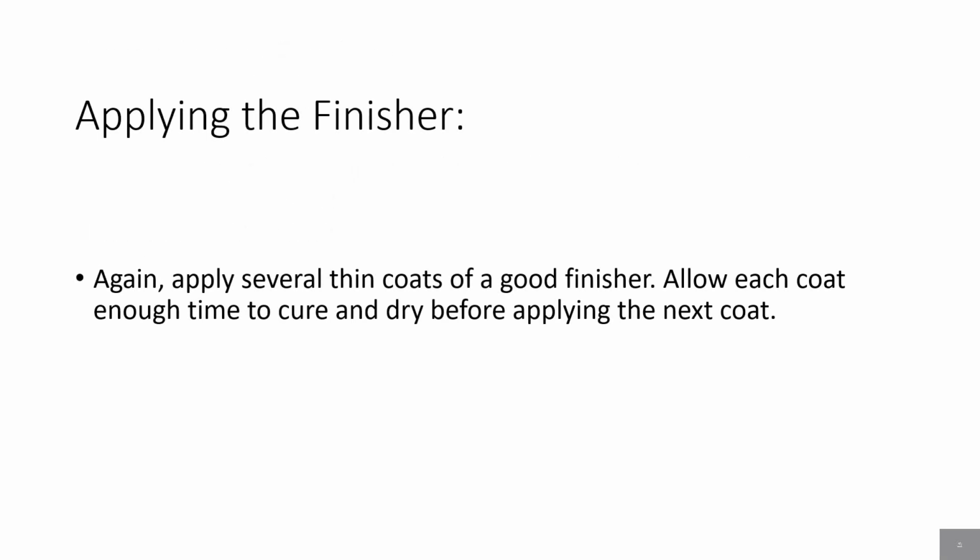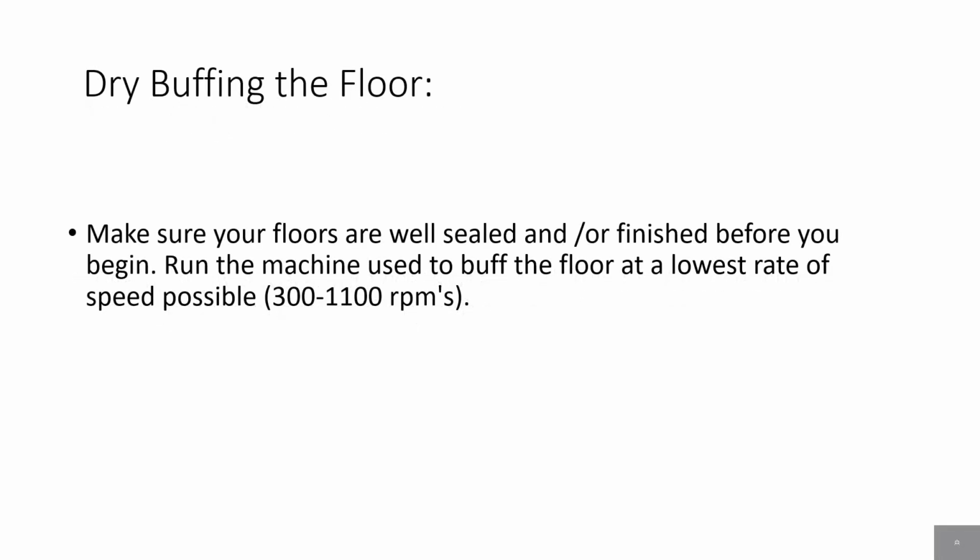Applying the finisher. Again, apply several thin coats of a good finisher. Allow each coat enough time to cure and dry before applying the next coat. Dry buffing the floor. Make sure your floors are well sealed and/or finished before you begin. Run the machine used to buff the floor at the lowest rate of speed possible, 300 to 1100 RPMs.